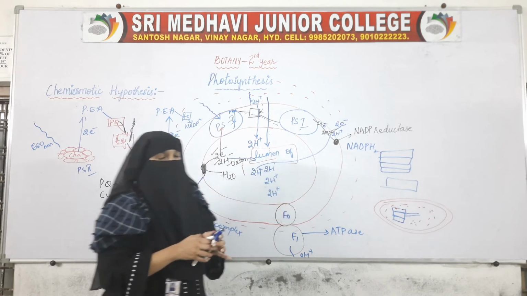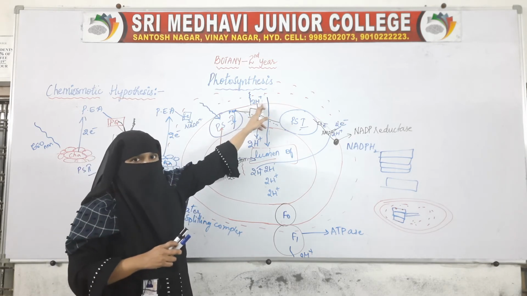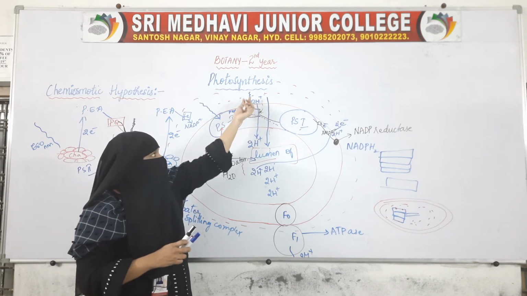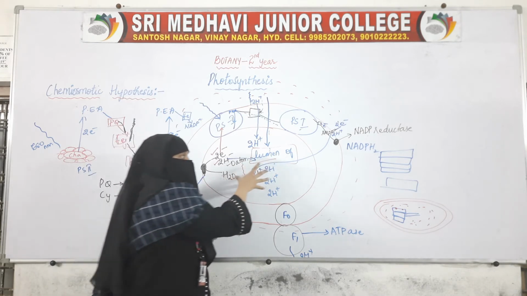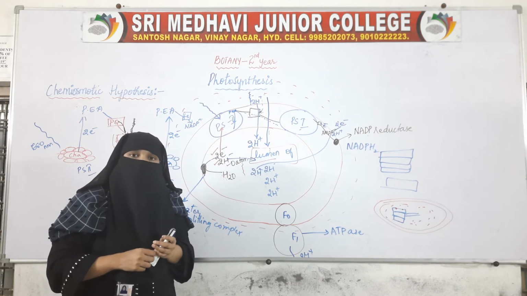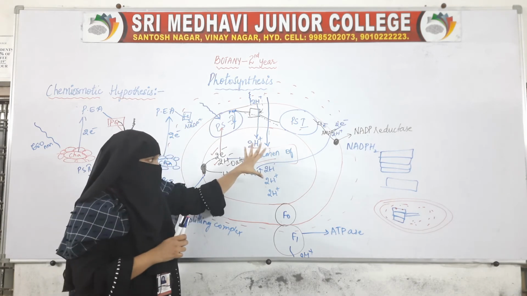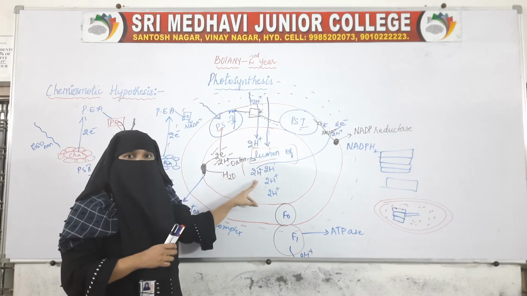Now let us see how ATP is formed. Here energy has been released, and with the help of this energy, protons have been pumped into the lumen. Now inside the lumen, the concentration of protons is very, very high.